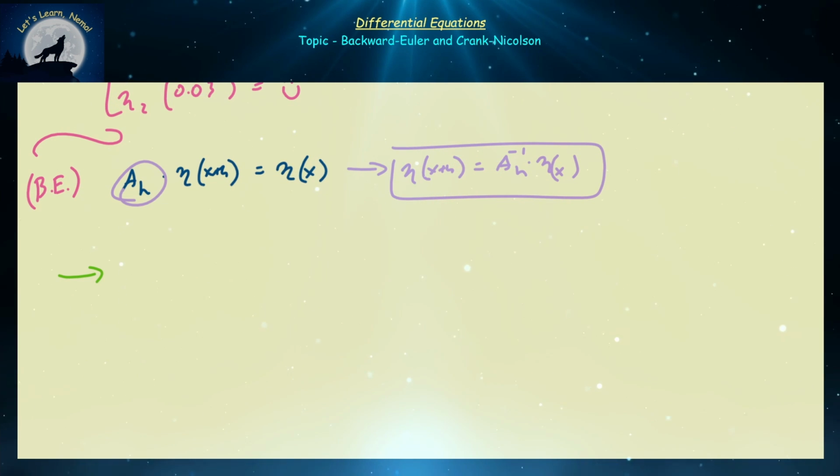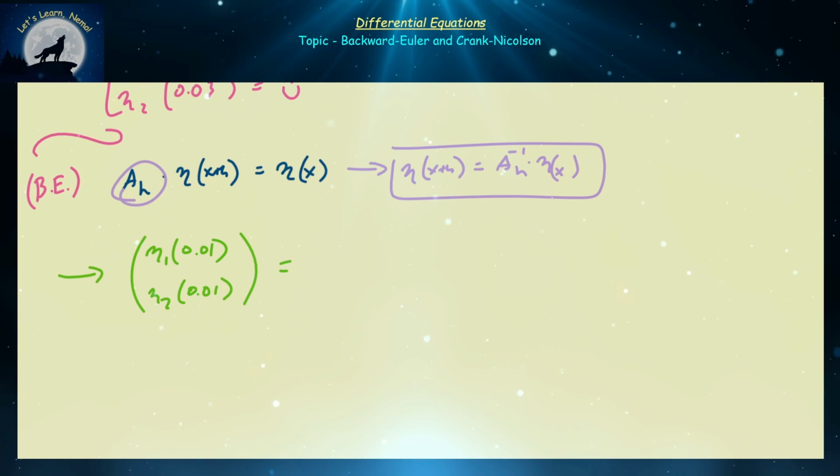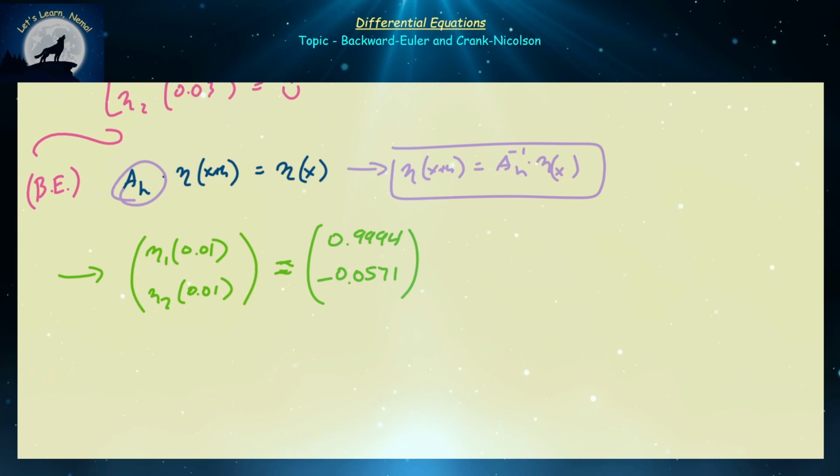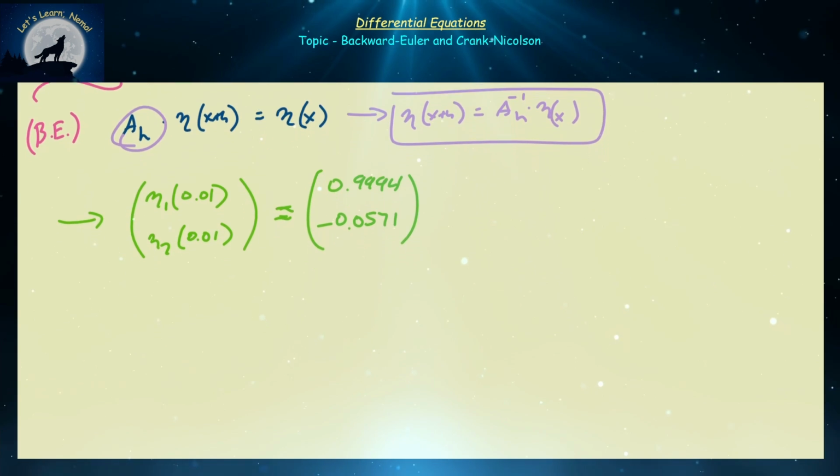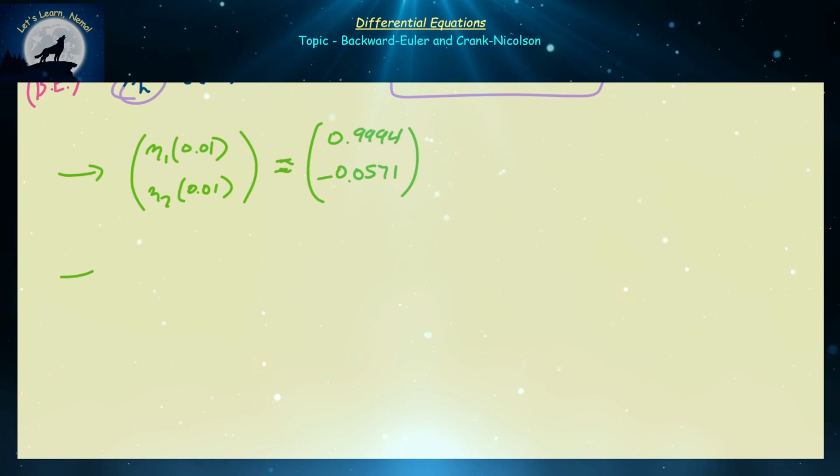So using that, you're going to have that eta 1 at 0.01 and eta 2 at 0.01. That vector will be approximately equal to 0.9994 and negative 0.0571. And I definitely invite you to try this implementation on your own.